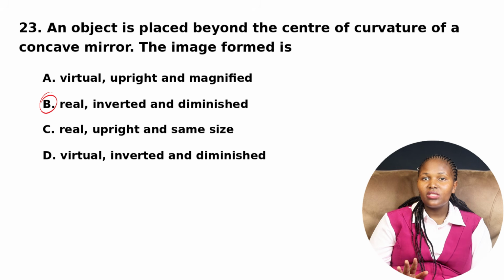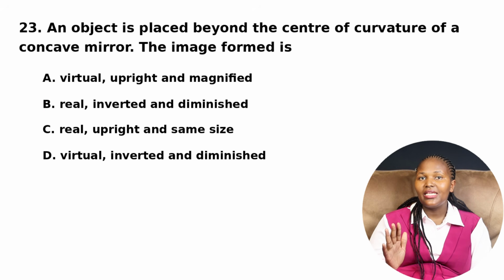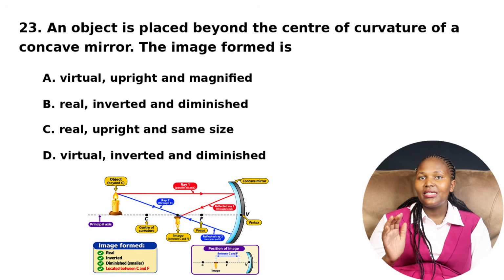Why? Because the image forms between F and C and is real. First of all, the image is real and it forms between F and C. You see, this image is also inverted and it is smaller. So when it comes to this kind of questions, you should remember about the pole. You should remember about the principal axis. You should remember about focus and center of curvature, and also describe image formation. Very important. It is common.